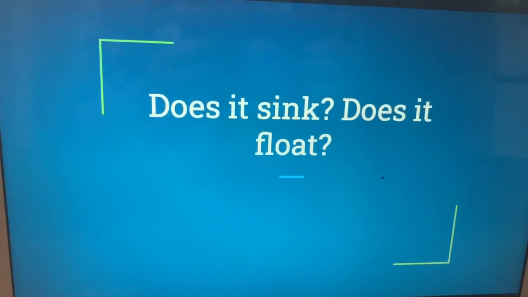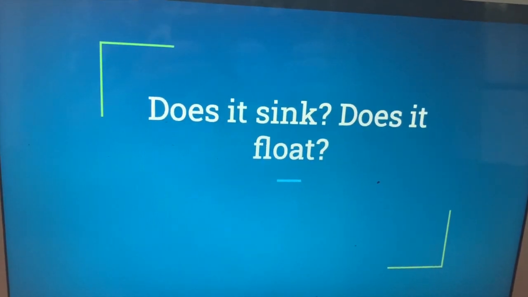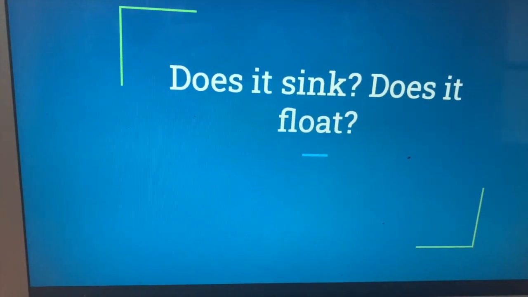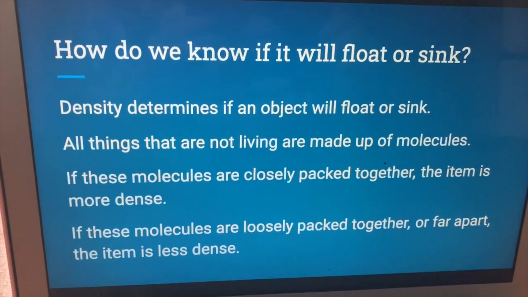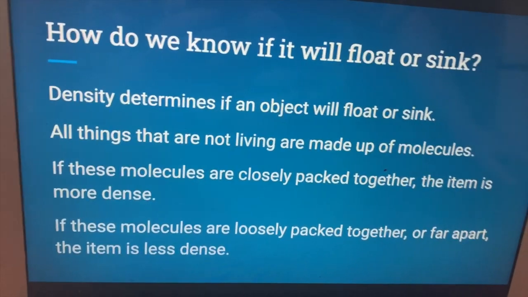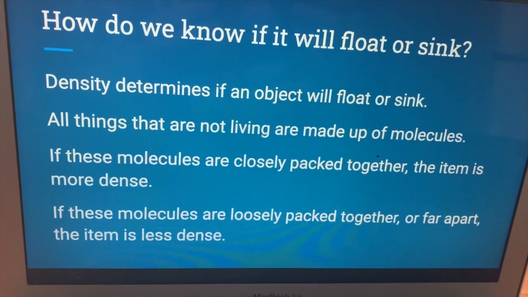Okay, now that we got a chance to see some things that sink and float, we're going to talk about what makes something sink and what makes something float. So how do we know something will sink or float? There's this thing called density, and density is what determines if an object will sink or float.